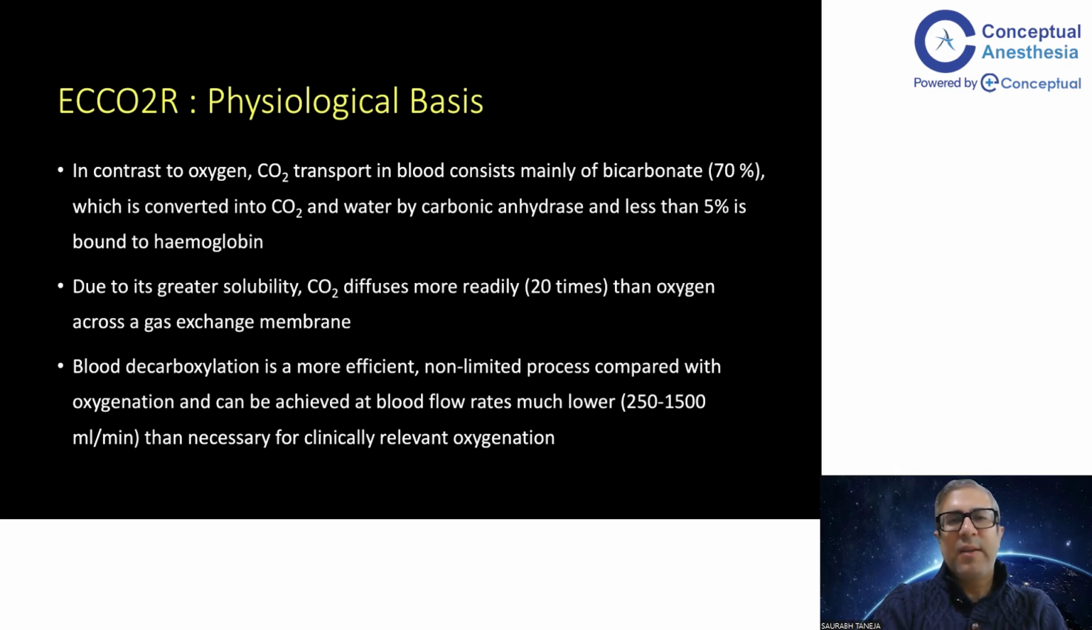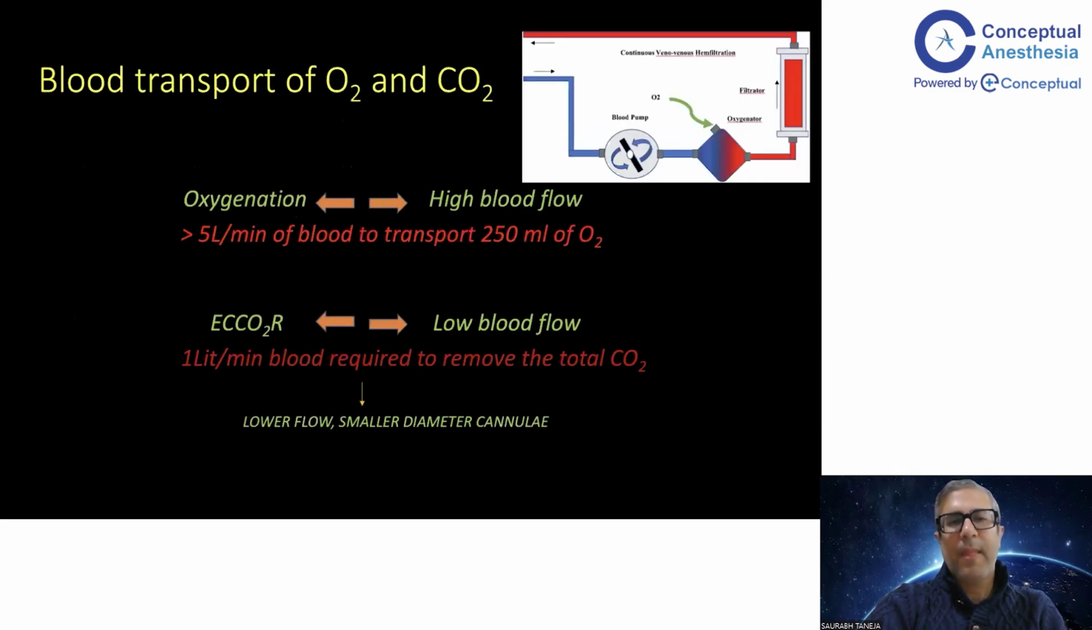And since it is very diffusible, we can remove the carbon dioxide with a very low blood flow as compared to oxygen. Blood flow of 300 ml to 1 liter per minute can lead to effective blood decarboxylation. Just to tell you again, oxygenation requires a very high blood flow, and CO2 removal requires a much lower blood flow. When we talk about lower blood flow, we require a smaller diameter cannula.